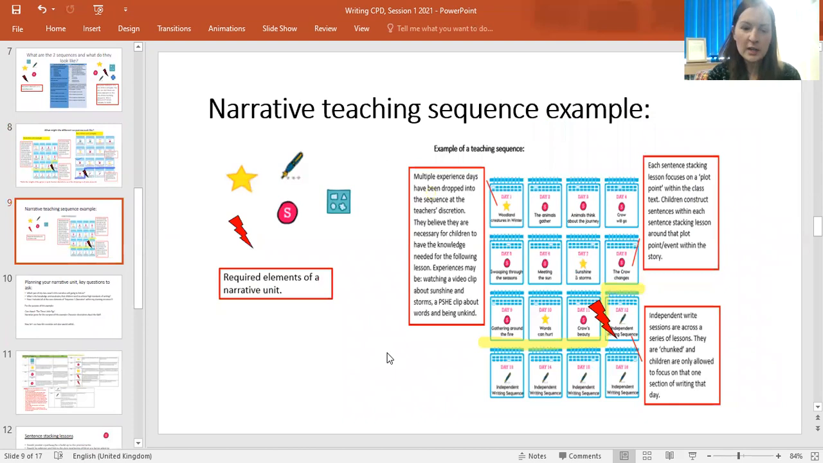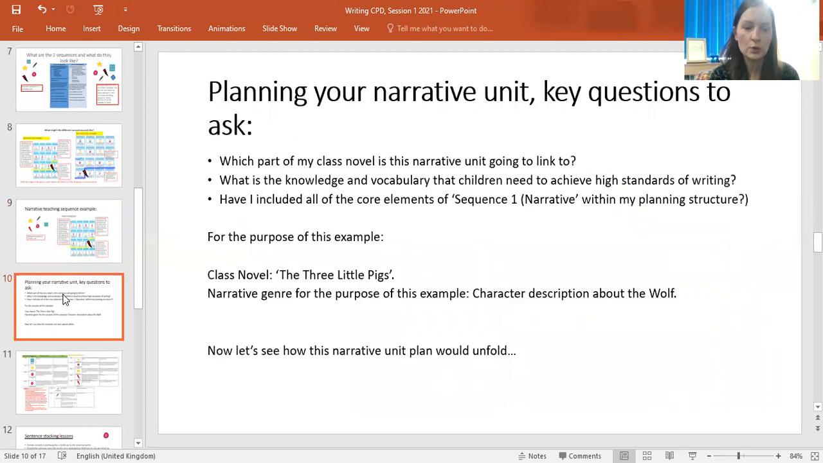So I've kind of talked over the narrative sequence. I'm not going to talk over that one again. A little reminder again of what the different elements are of that narrative sequence. So it's a really good idea to be going back to that policy when you're planning. Have I included an annotation lesson, a find the shape lesson? Have I included a sentence stacking lesson? Have I included experience days? Have I included practice planning and practice writes? Have I included independent writes, independent planning? Because if you haven't met the criteria for that sequence. So it's really important that you know those symbols inside and out.